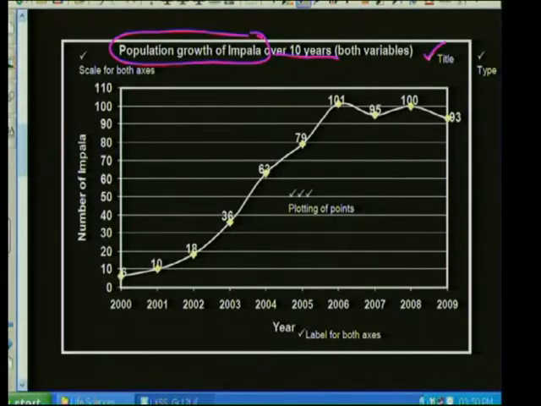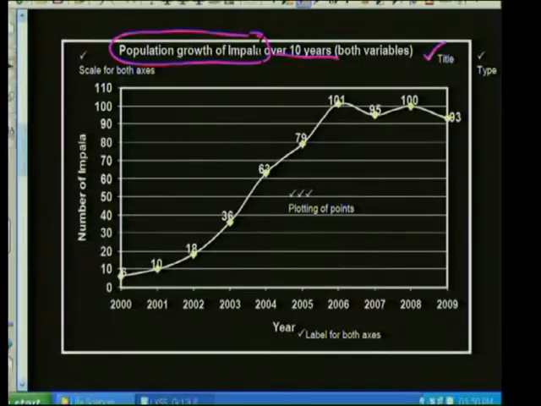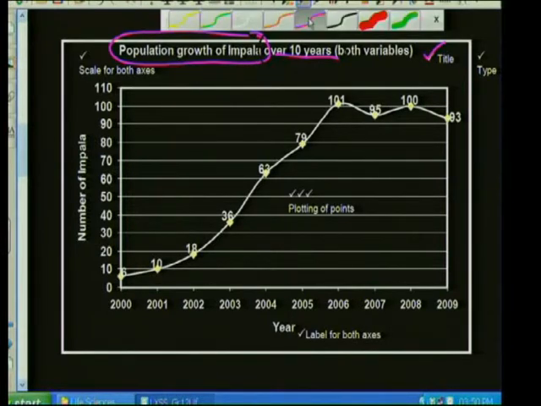The population growth of the impala. What was your second one? Over time. The variable was time, okay? And they were specific about the 10 years. So to get that 1 mark, you had to have both of the variables in that, okay? Now we start with our axes.